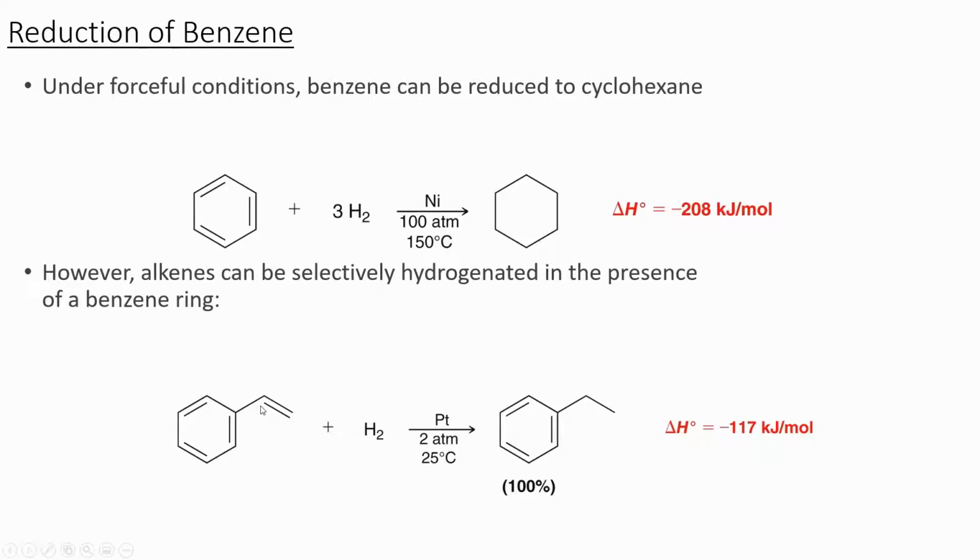Reduction at the benzylic position is actually not that bad compared to reduction of benzene. So we can selectively reduce an alkene. Here, this is an example of a benzylic alkene using platinum and hydrogen, the standard reduction conditions we've looked at, and it won't touch the benzene ring. So what this is telling you is that the double bonds in the benzene ring are safe from our standard reduction conditions that we use for alkenes.